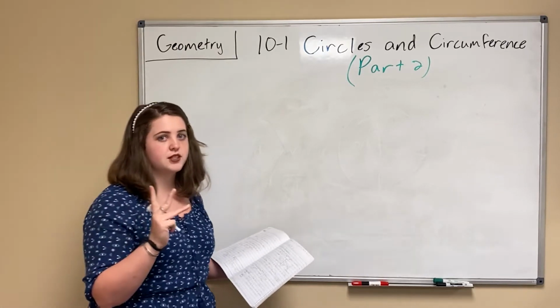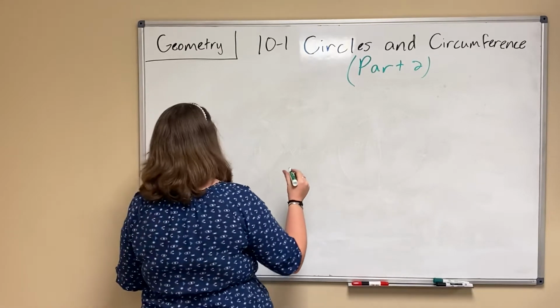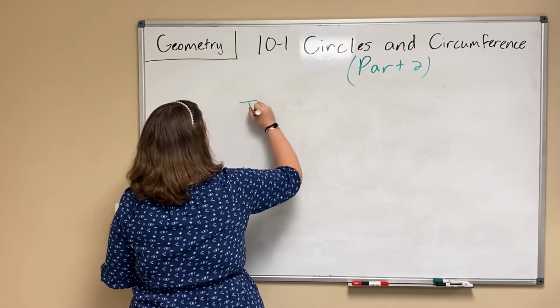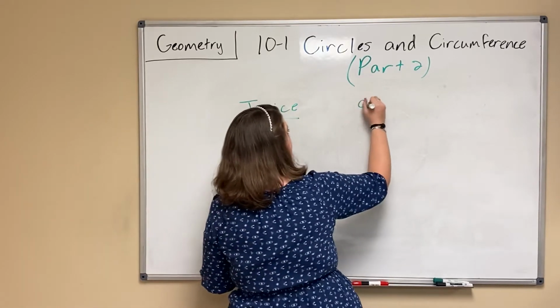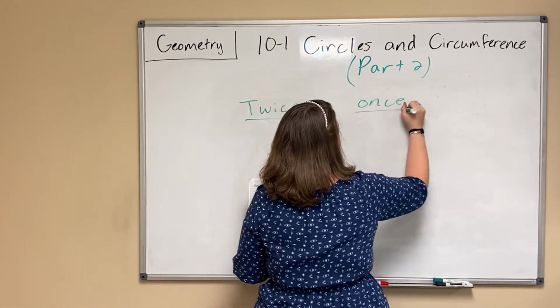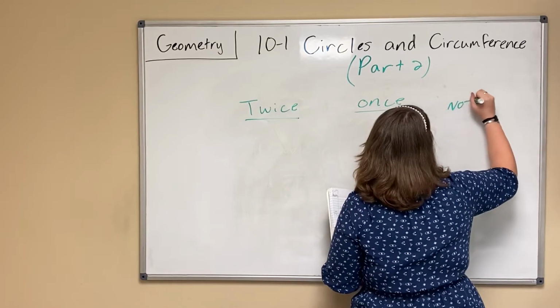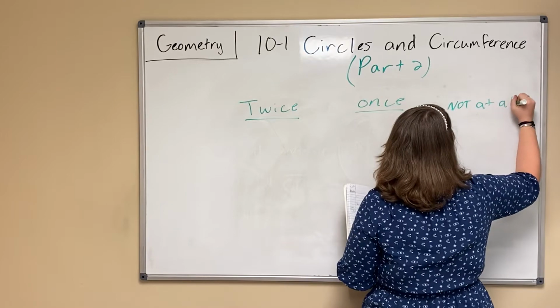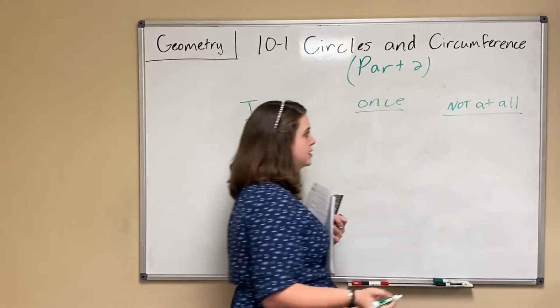There are three different things it can look like when I have two circles. Either they're going to intersect twice, they're going to intersect once, or they're going to intersect not at all. And those are our three options for circles.